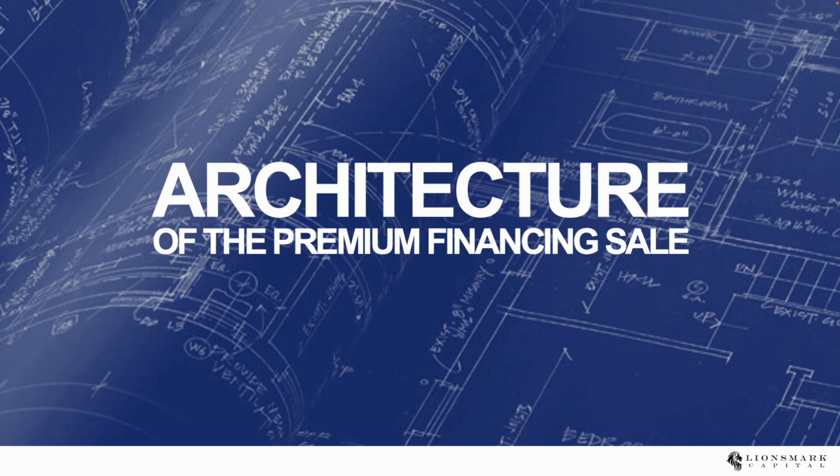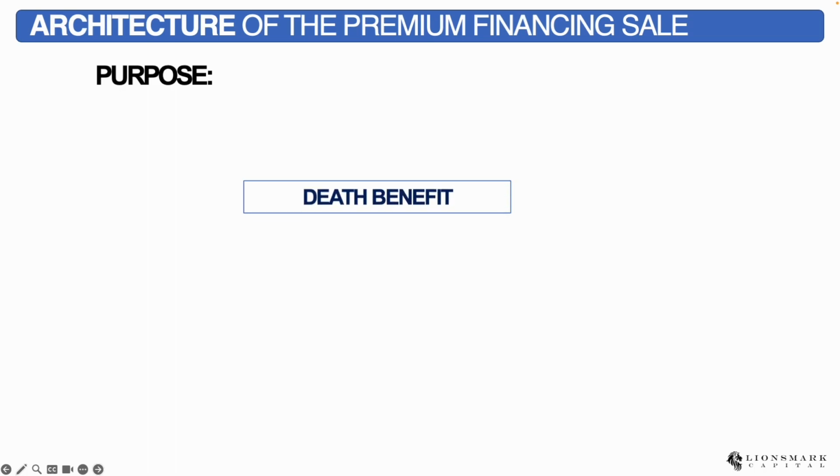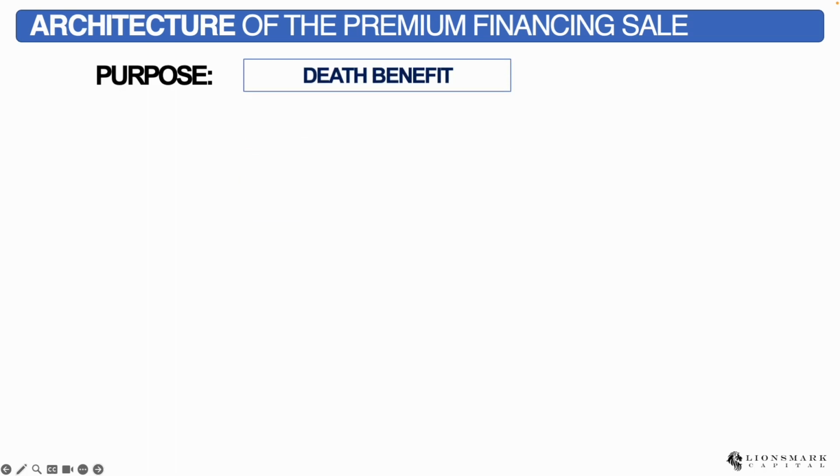So let's go ahead and start talking about the architecture of the design first. When we look at a premium financing opportunity, the first thing we want to know really is the purpose of putting this policy in place. It's usually either going to be more death benefit focused or it is going to be accumulation and retirement income focused. Depending on that type of design, even within each of those two categories, there are some other things that we want to know up front.